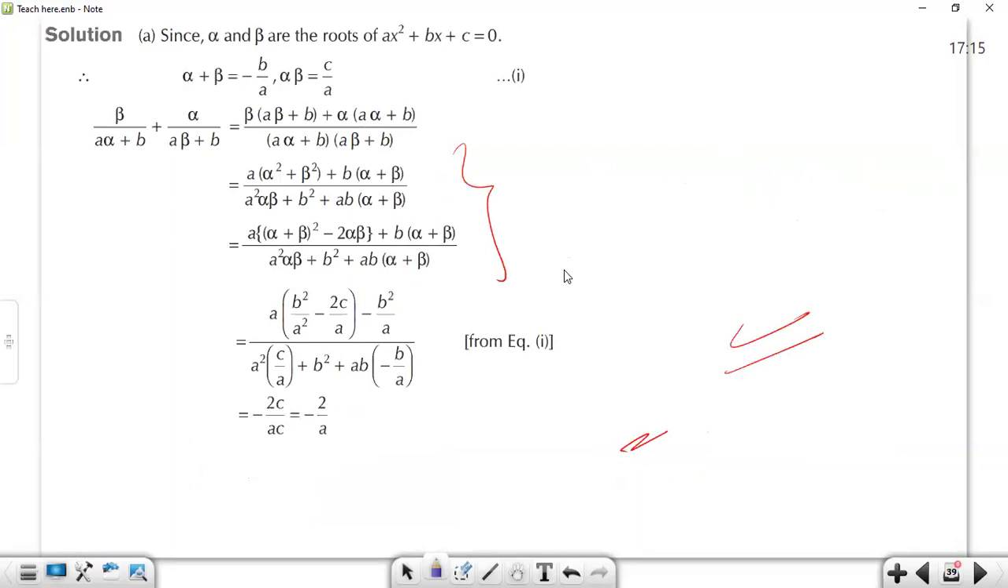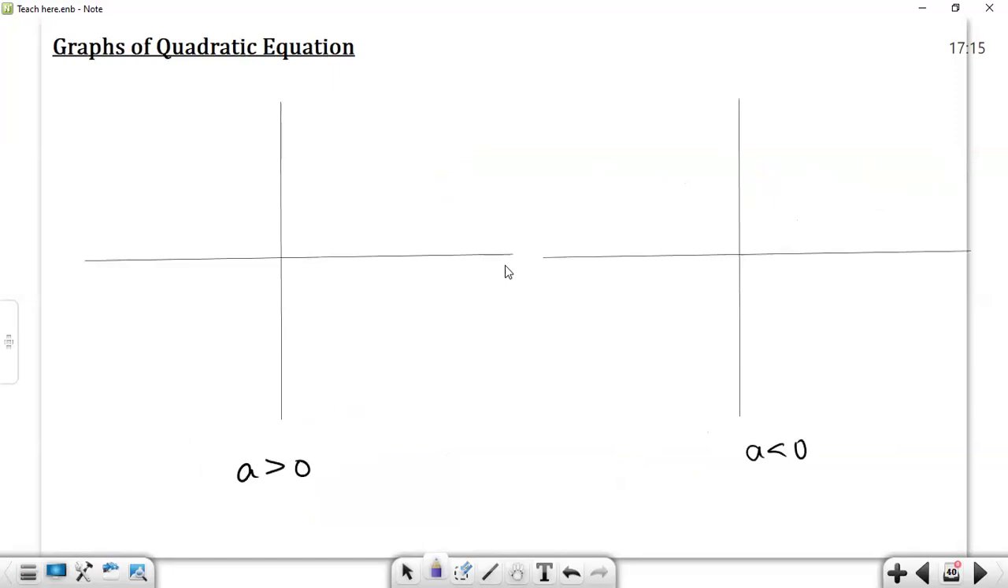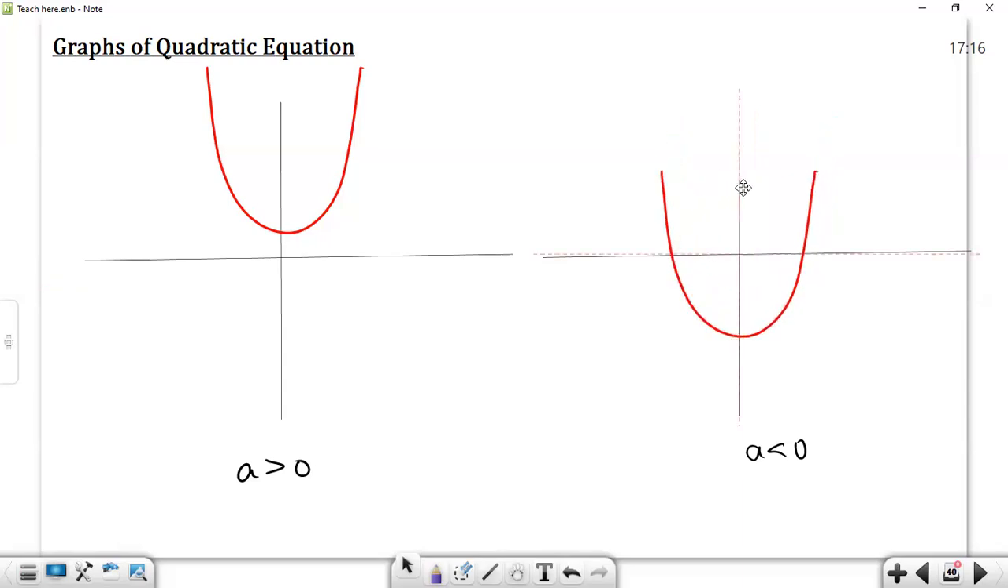Now for a being positive, that is greater than 0, the graph is going to be in an upward form. It can touch the x-axis, intersect it, or even not touch it. So let's write this in this format only. And for a being negative, less than 0, the parabola is going to face downwards. It can be positioned anywhere. That will depend on the discriminant.